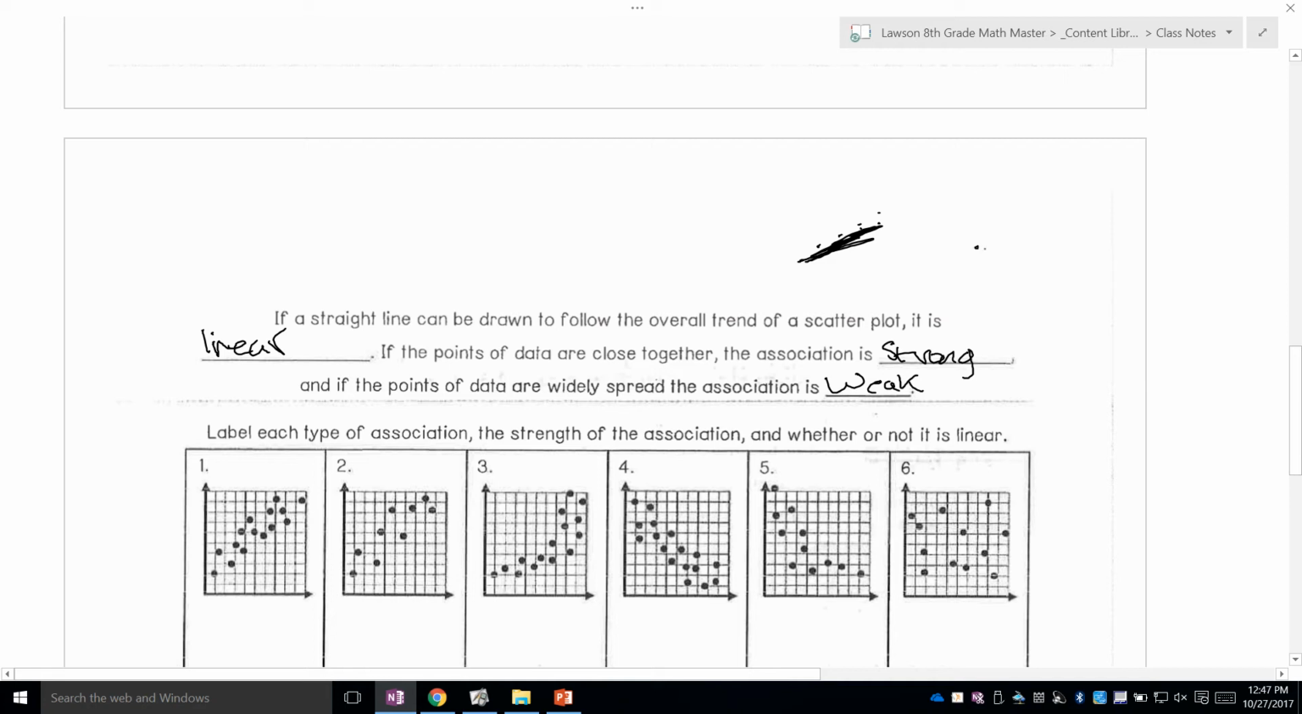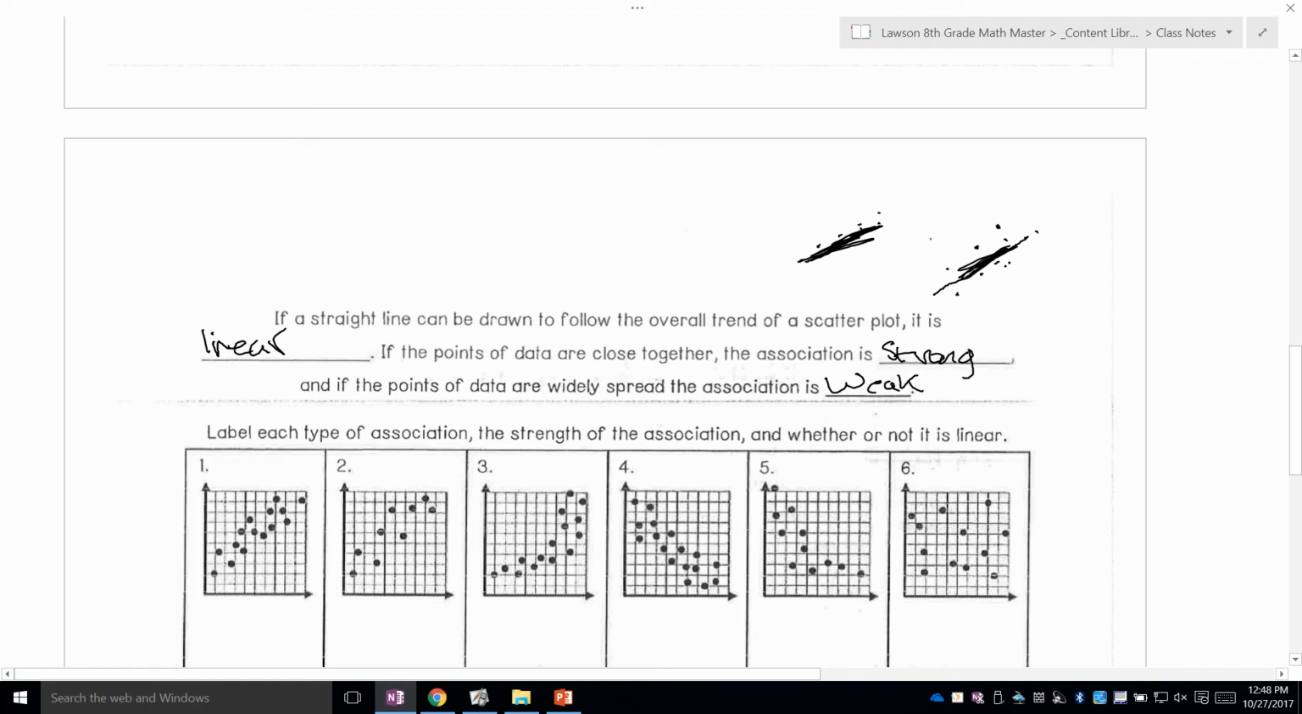But say the data was really spread out. It might be moving up in a positive direction, but it's going to be hard to fit a line through there so that we can see that it is linear. So this would be weak because the data is really spread apart, and this would be strong because the data is really close together. Think about it like an archer. If they were shooting at a target, the closer they can get to that bullseye, the stronger of an archer they are. But if the arrows are all over the target, or they're missing some, that's a pretty weak archer. So that's another way to think about it.